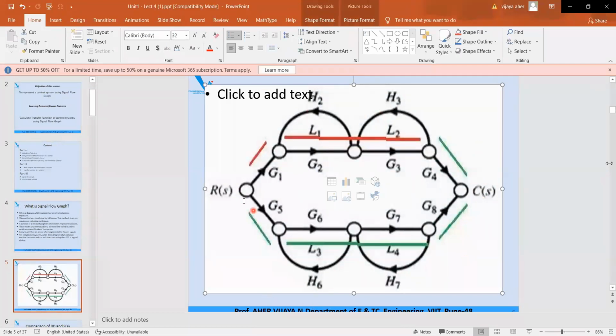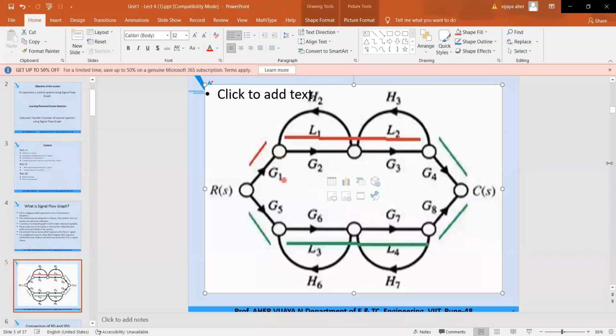Now here, see, these are the variables denoted by nodes. This is the second variable denoted by a node. Now this is the branch with an arrow connecting two variables, two nodes, with this transfer function G1.